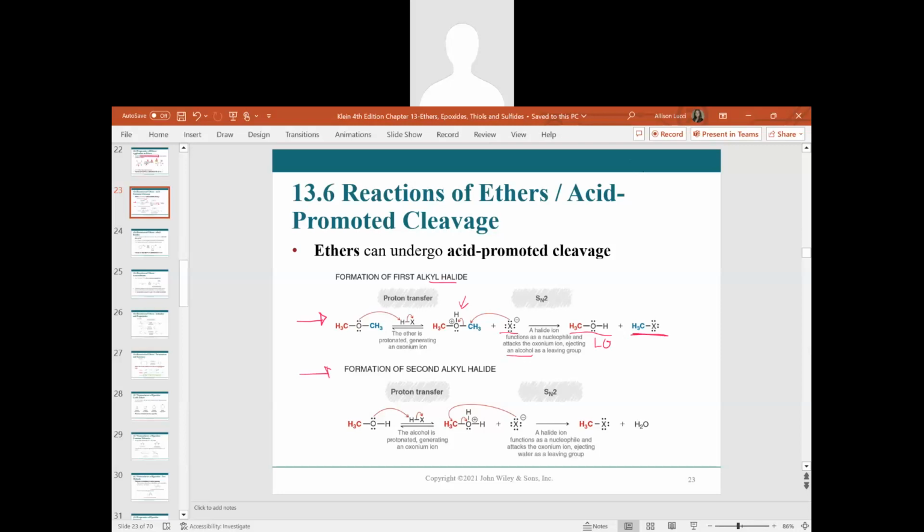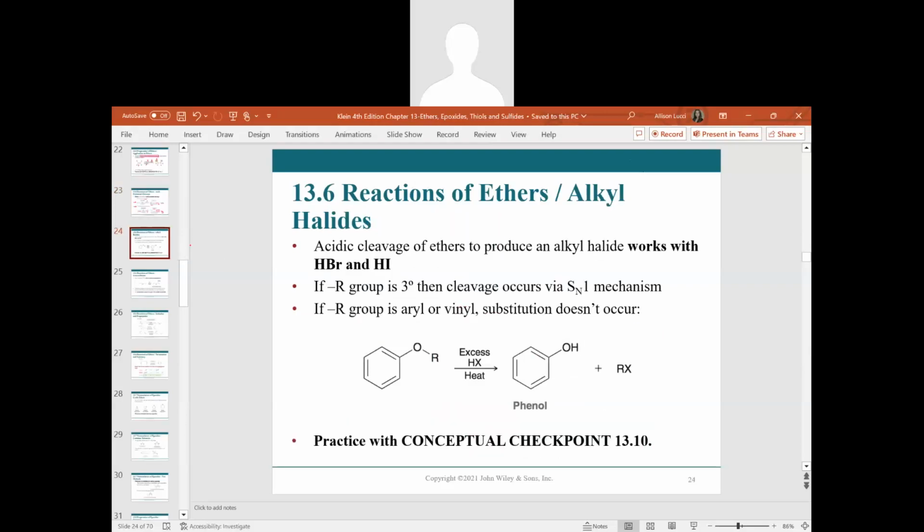When we form our second alkyl halide, now that alcohol that was formed is protonated, generating our intermediate here, that oxonium ion. Again, we see that SN2 reaction, that nucleophilic attack, and now water is our leaving group, so that's our Lg, and this is our second alkyl halide that has been formed. So we can see that ethers do react and undergo this acid cleavage to produce alkyl halides.